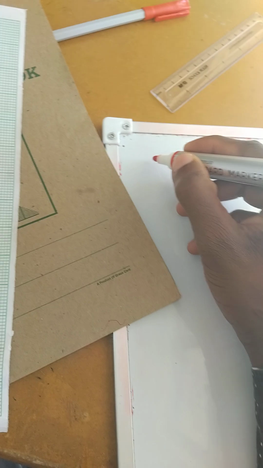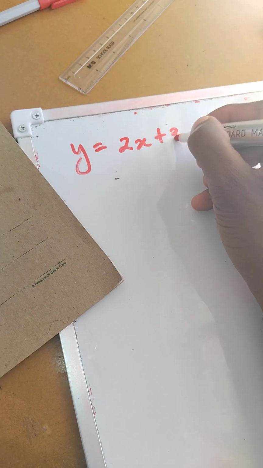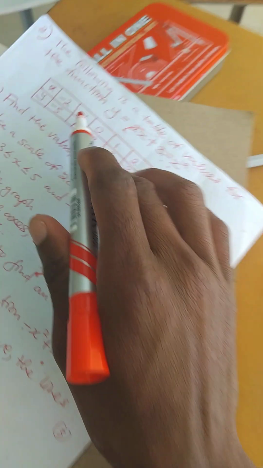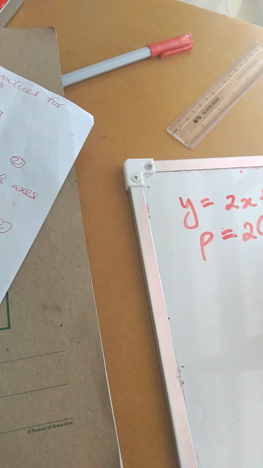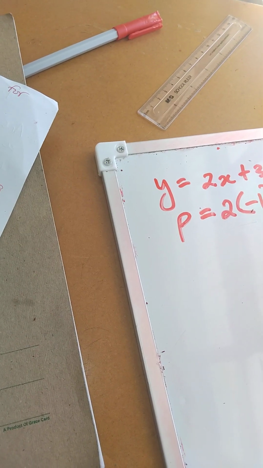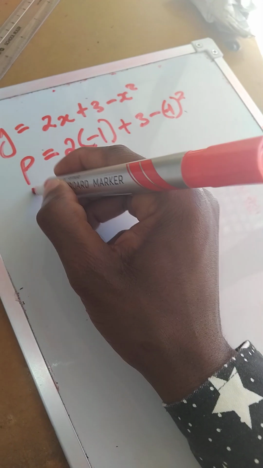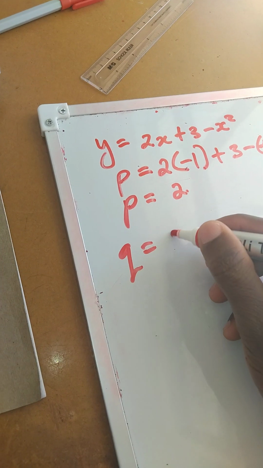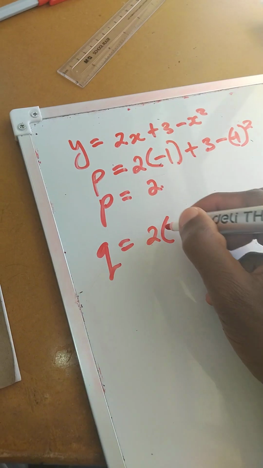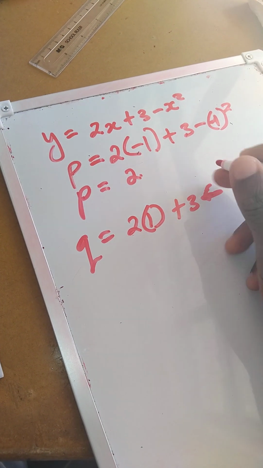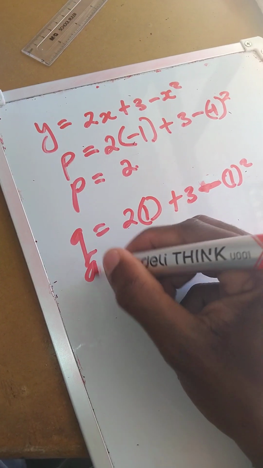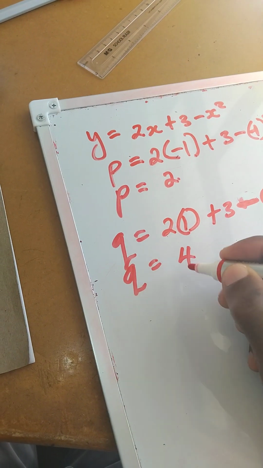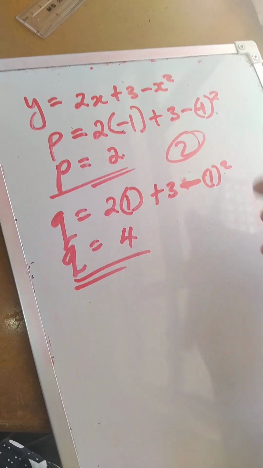So when finding p and q, y is equal to this graph: 2x plus 3 minus x squared. So here p is equal to 2x, where x is negative 1, then plus 3 minus negative 1 squared. So p is equal to 2. Then q is equal to 2x where x is 1, plus 3 minus 1 squared. Then q is equal to 4. So that's how you get your 2 marks.